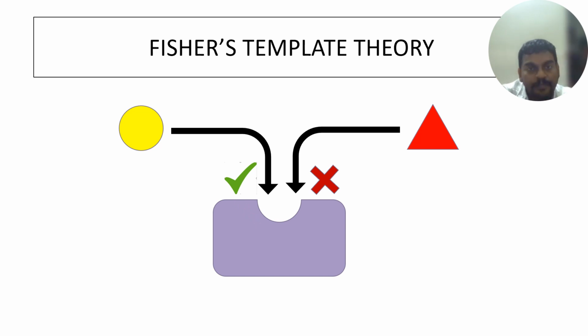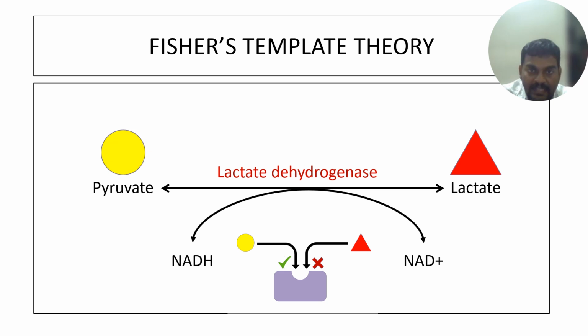For example, let's take the last step of anaerobic glycolysis, that is conversion of pyruvate to lactate by lactate dehydrogenase. It's a reversible reaction. So the same enzyme can convert pyruvate to lactate, and also lactate to pyruvate. According to this theory, the substrate should be complementary to that of the active site of the enzyme. Let's assume pyruvate is the substrate here. So the active site is complementary to that of the pyruvate, and pyruvate will get attached to the active site.